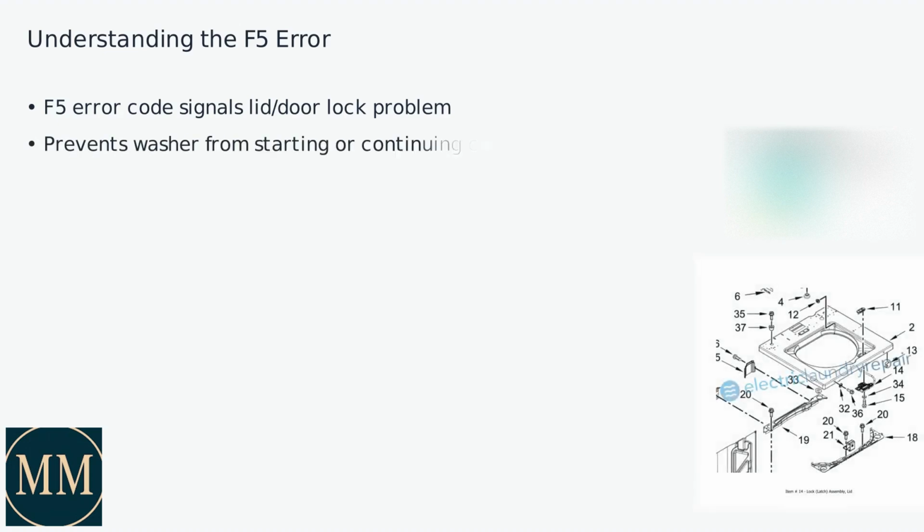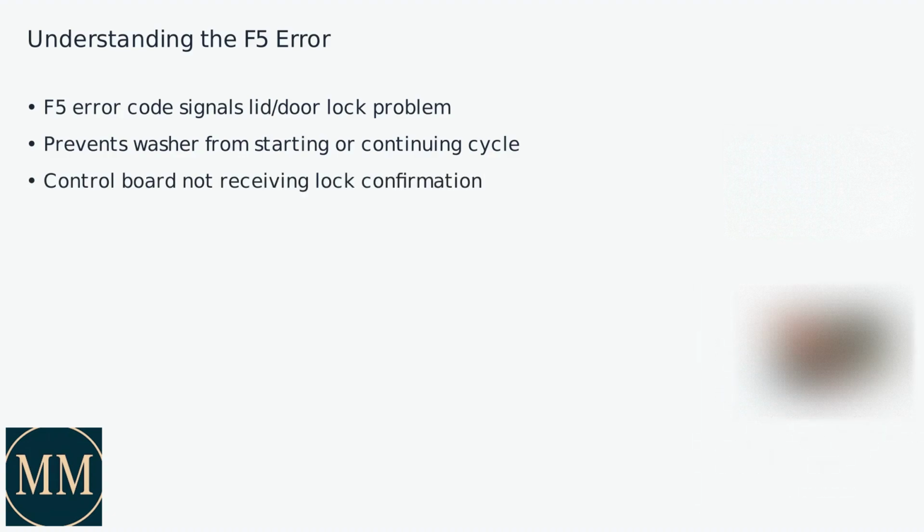The F5 error code on Maytag washers indicates a problem with the lid or door lock mechanism. This safety feature prevents the washer from starting or continuing its cycle when the lock isn't engaged properly. The error means the control board isn't receiving confirmation that the lid or door is securely locked, stopping the washing cycle. This confirmation comes from the lock assembly, which must signal the board within seconds of cycle start.